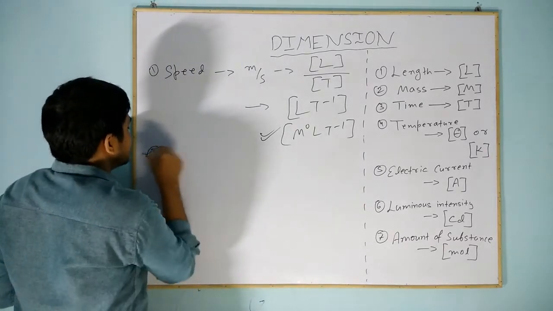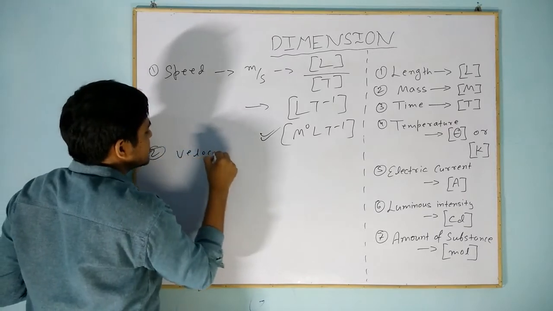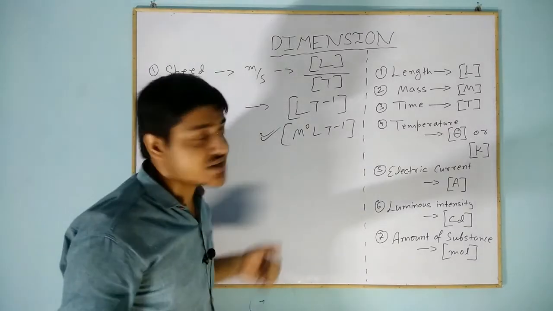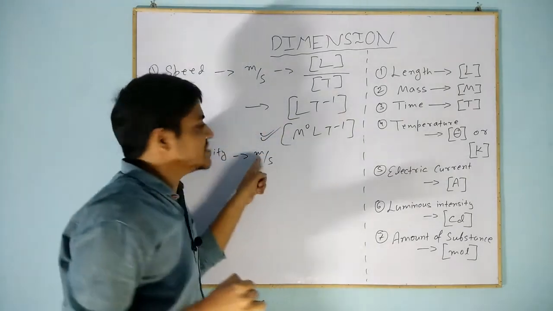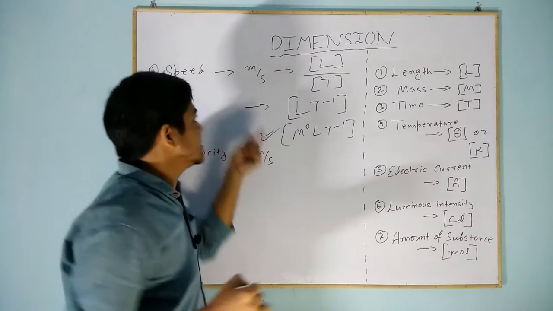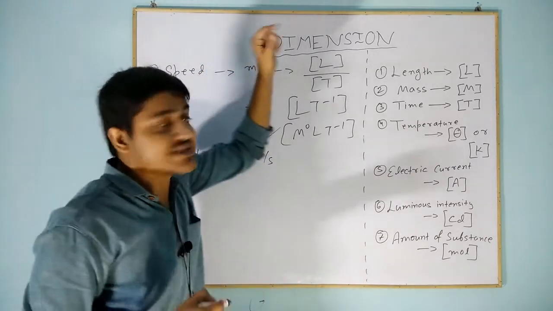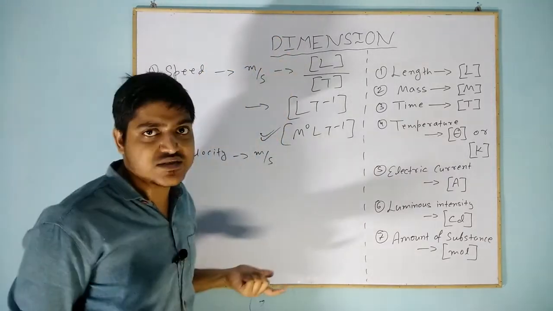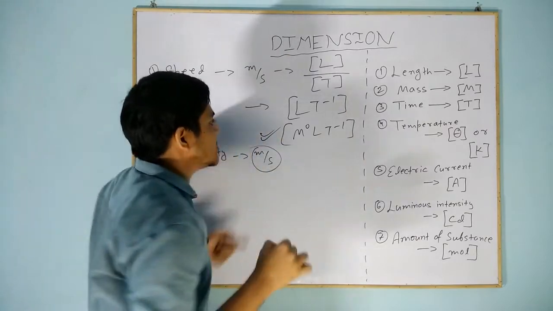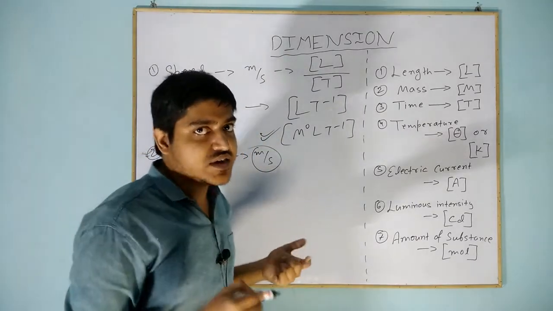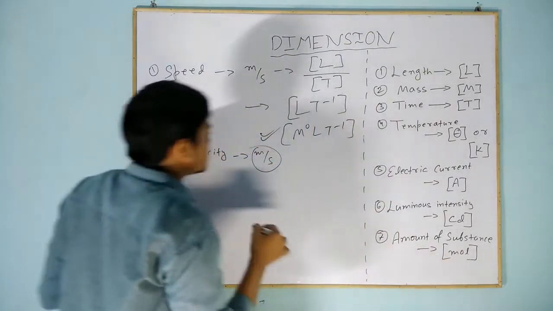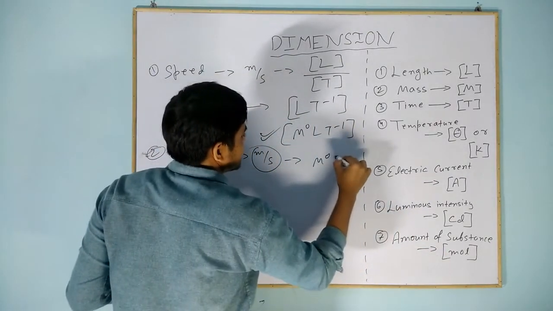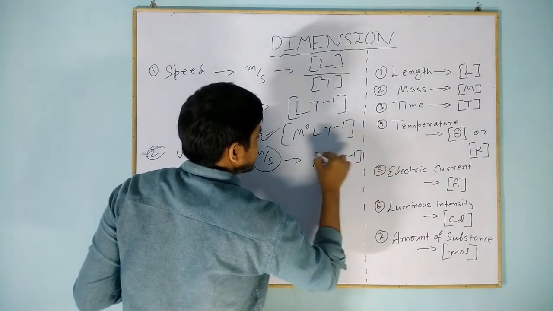The second one, let's take the example of velocity. The velocity has the same unit, meter per second, right? Meter per second. But this time, this length is the displacement. In the case of speed, it was distance, right? But since both are length, and the unit is same, the dimension must be same. Okay. If the unit of any 2 physical quantities is same, their dimension must be same. Always. So the dimension will again come out to be this.